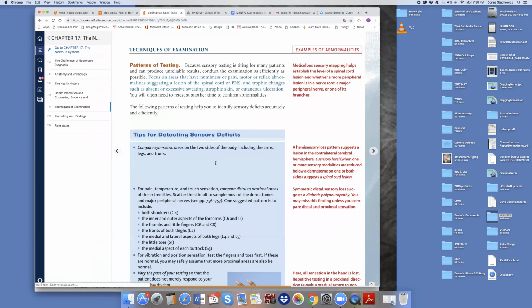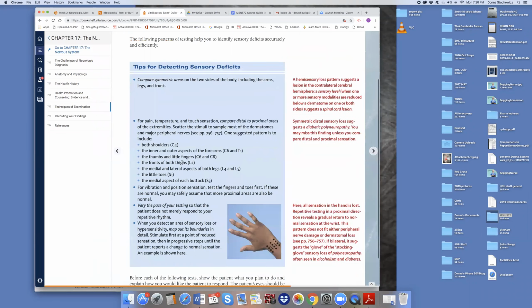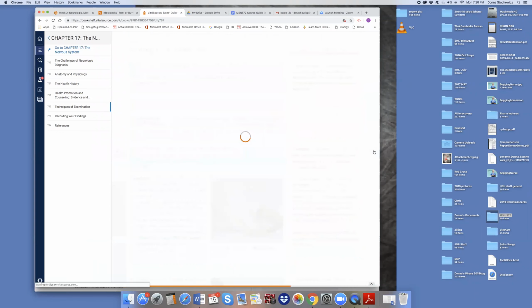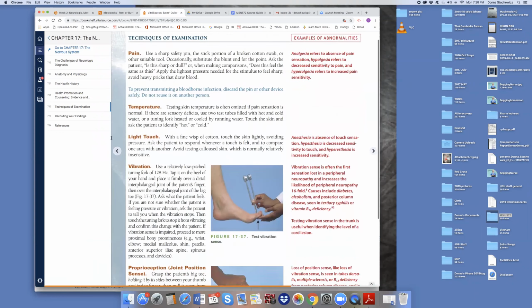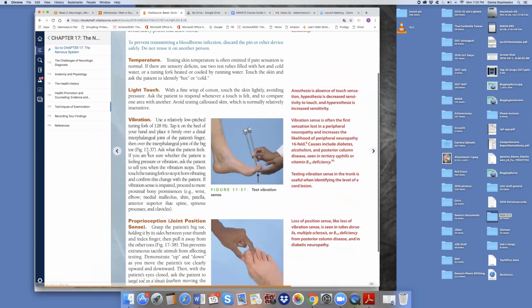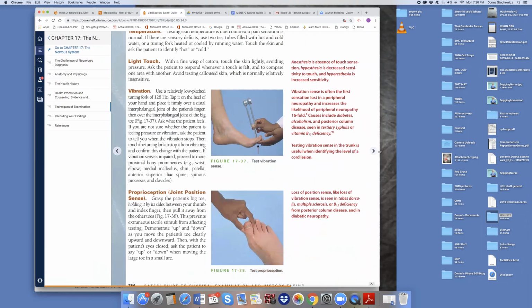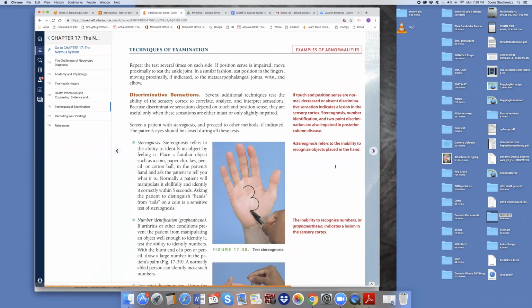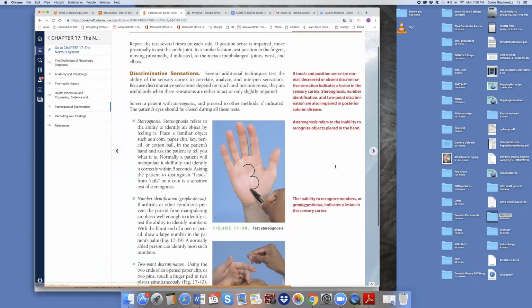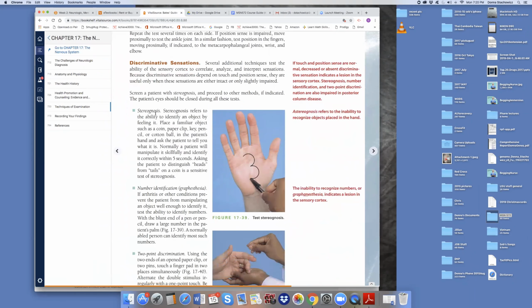And then finally, the sensory system, and there are some different tests that you can do for that. You don't have to do all of them. Vibration sense is one of the tests on your rubric, and so is joint position sense. For discriminative sensations, you could test stereognosis. So the G is silent. Stereognosis refers to the ability to identify an object by feeling it.